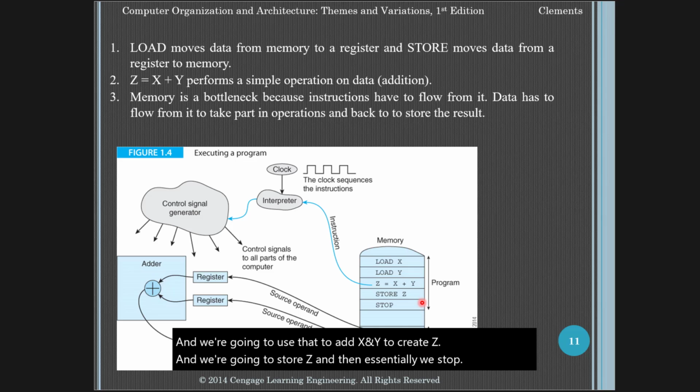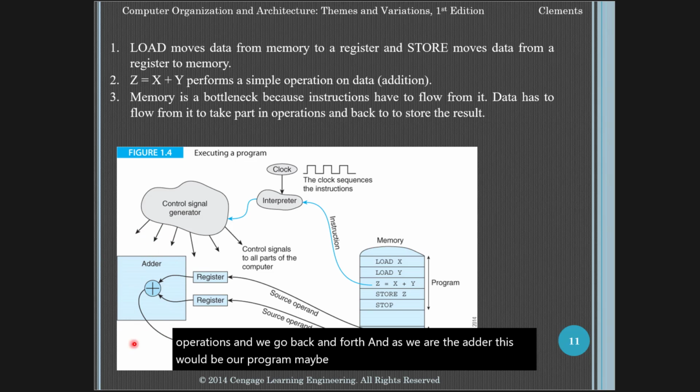If we wanted to get that data back out, we can move data from memory to a register, store that data, and perform that operation. Oftentimes memory is our bottleneck because our instructions and data have to flow from it to take part in those operations, and we go back and forth. This would be our program, maybe our C# application, that takes those two values and adds them together, moving that data in and out of memory. So this shows us the whole picture.